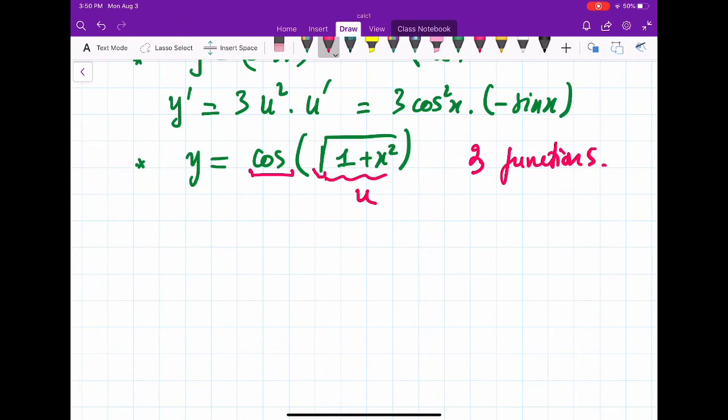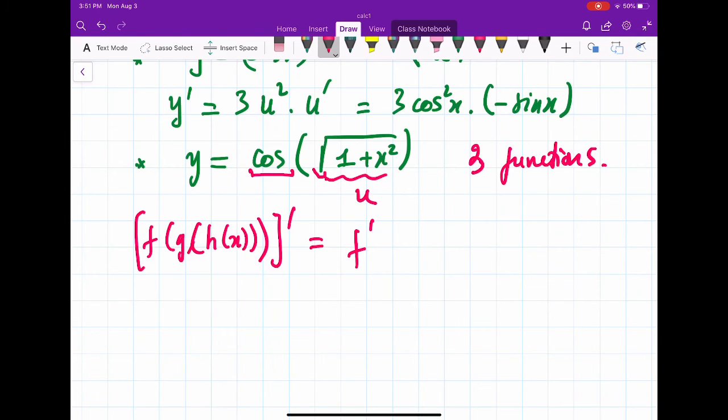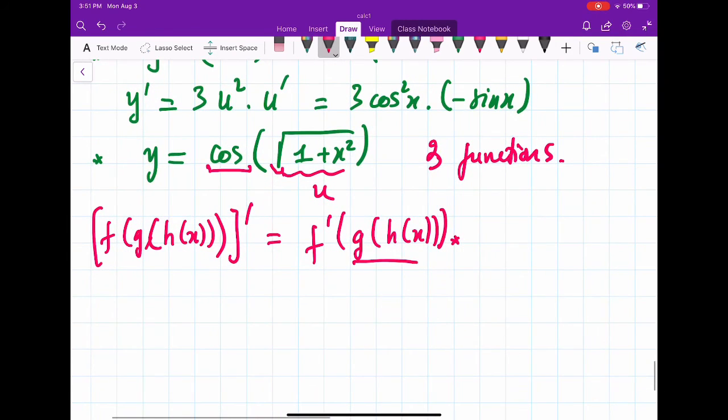Let me write it down for you. You have f of g of h of x, and you want to differentiate this. So you differentiate the outside function and evaluate it at the inside, everything in here, right? Times, you move to the g, you have the derivative of g evaluated at h of x, and then the derivative of h of x. You see that?